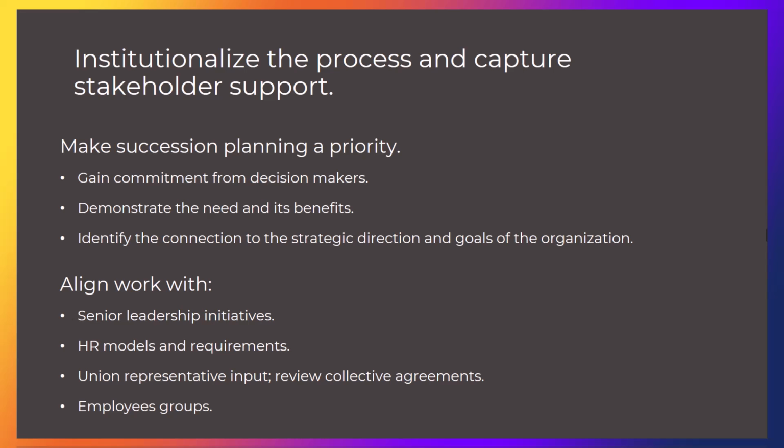Align your work with senior leadership initiatives, HR models and requirements, union representative input, review collective agreements, and align work with employee groups. So really, you're going to want to make sure you're getting the support, getting this connection, aligning with different things in your organization. You know, the HR, unions, senior leadership, and other employee groups. You're going to want to make sure you're making this a priority.